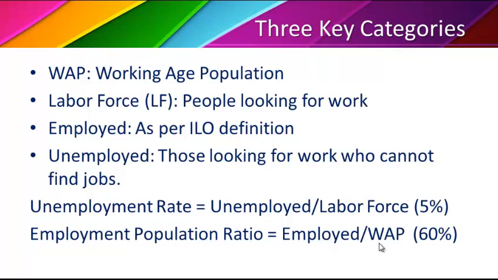So it means that if you add the unemployed, that will be 5% of 60. So that's about 3 people who are unemployed. So if you add 3 unemployed people, then the total labor force is 63, and 3 out of 63 are unemployed, and then the remaining 37 people are not active, not looking for work. So the 37 people are those who are part of working age population but not looking for work.